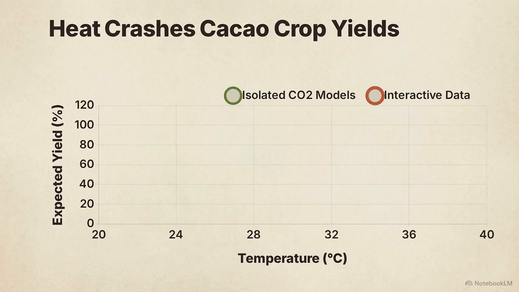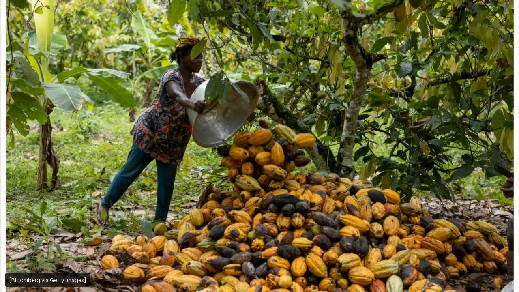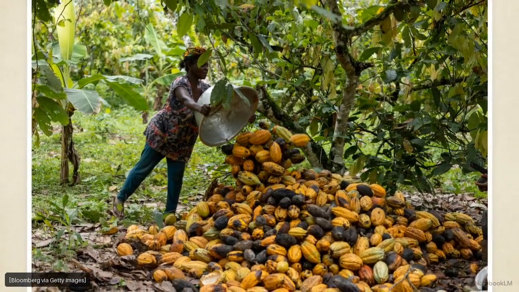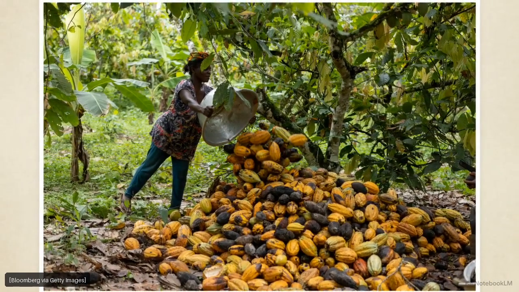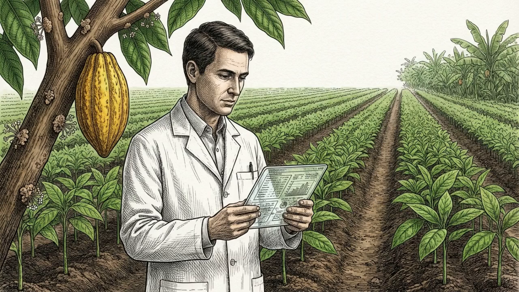Climate parameters are strictly interactive. Single variable models viewing carbon dioxide as an isolated benefit fail to account for the thermal thresholds of tropical agriculture. Millions of smallholder livelihoods depend on the scale of these harvested yields, making the accuracy of multi-stressor agricultural predictions a critical economic requirement. The applied solution is clear.